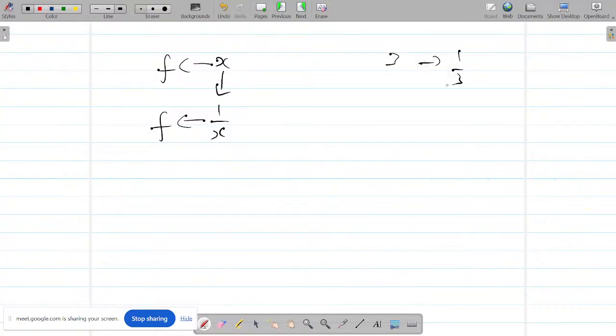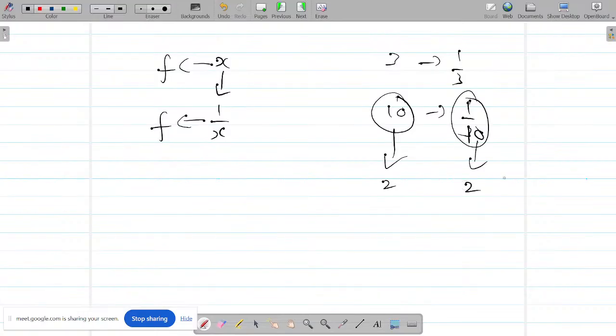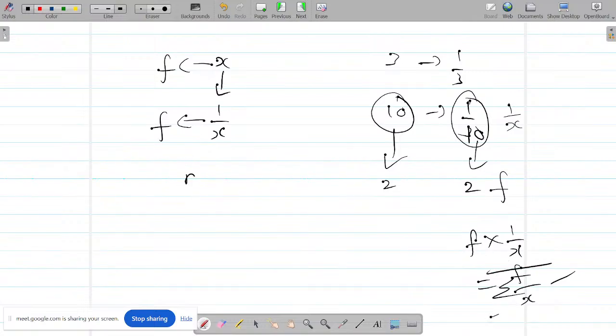3 means 1 by 3. 10 means 1 by 10. How many times does 10 appear? 2 times. How many times will 1 by 10 appear? Also 2 times. So this becomes f and this becomes 1 by x. So f into 1 by x can also be written as f by x. You agree? Yes, f into 1 by x is f by x. Then you take all the summation values, just summation, and take it as the denominator. So the formula is N divided by summation f by x. Is it okay? Yes, fine.